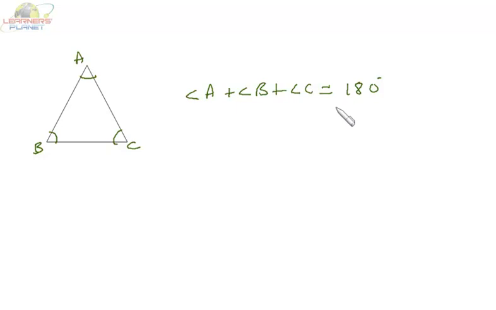This can be done by various experiments also. You can draw different types of triangles, and with your protractor you can measure the individual angles. Then if you add them, you will get the sum as 180 degrees. So in every case, the sum of the three angles of a triangle is 180 degrees.